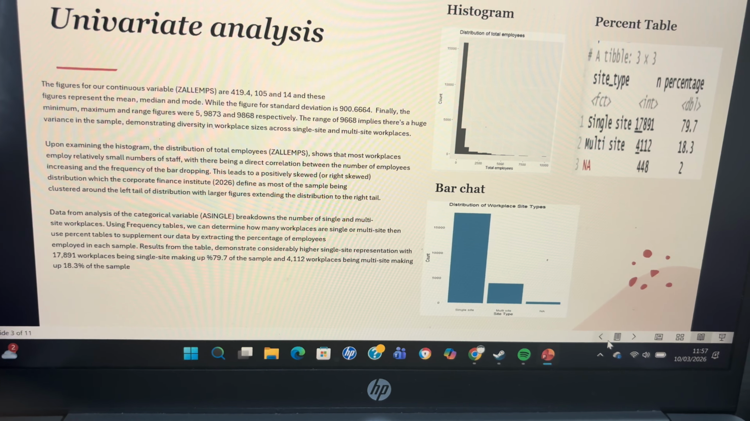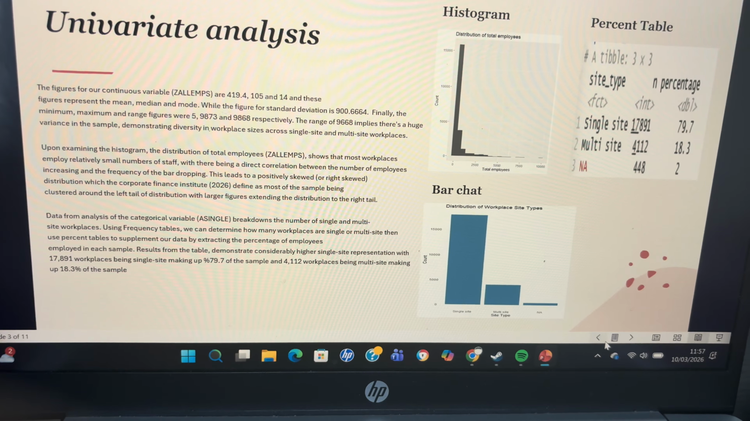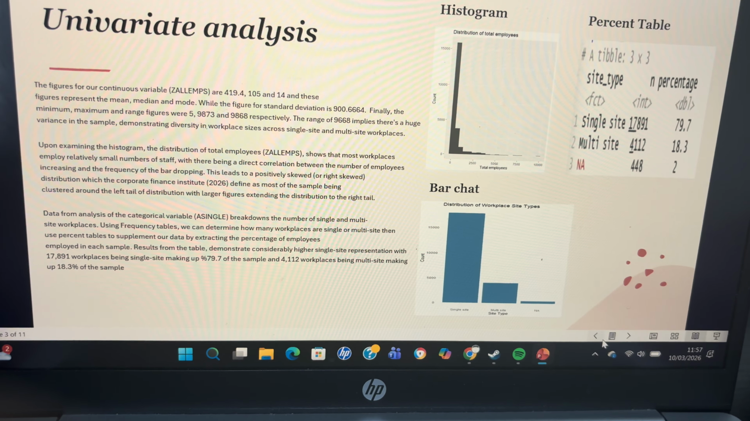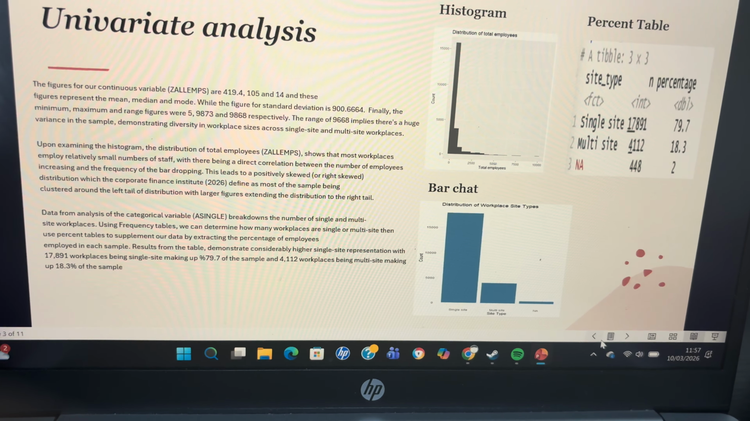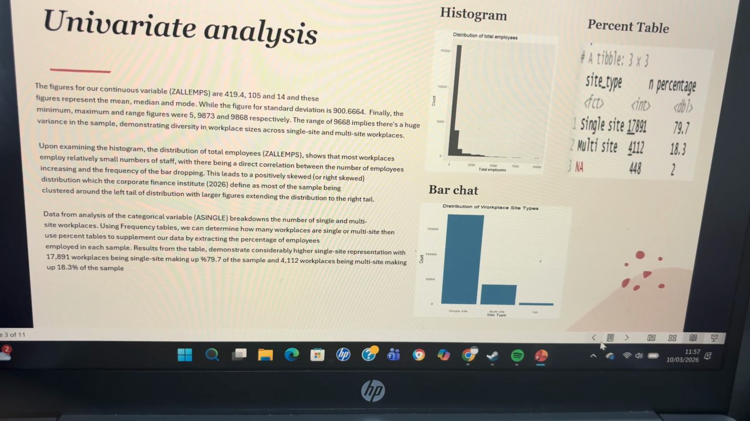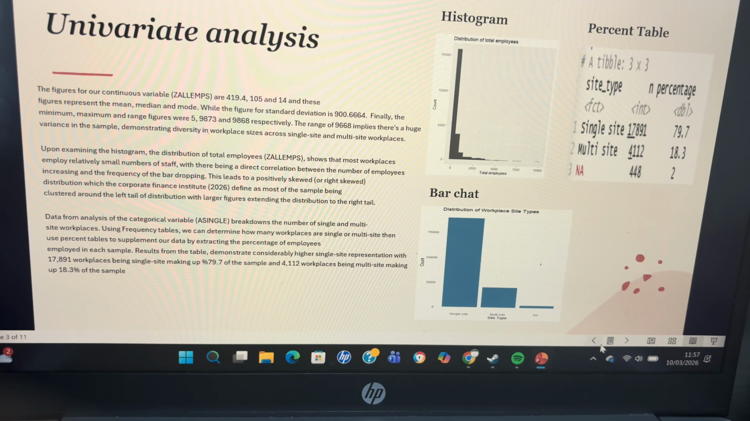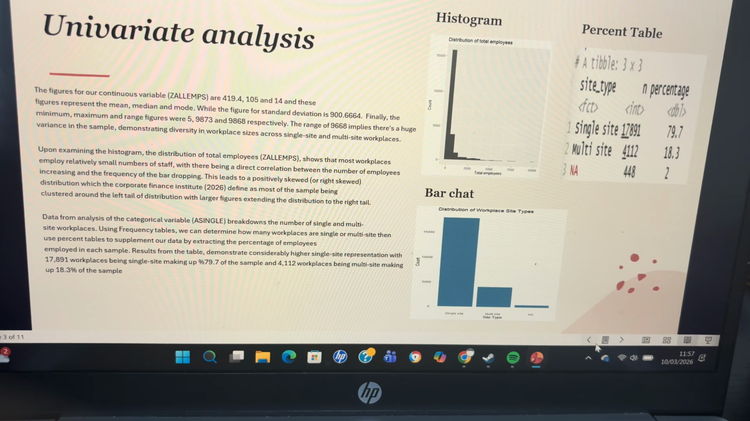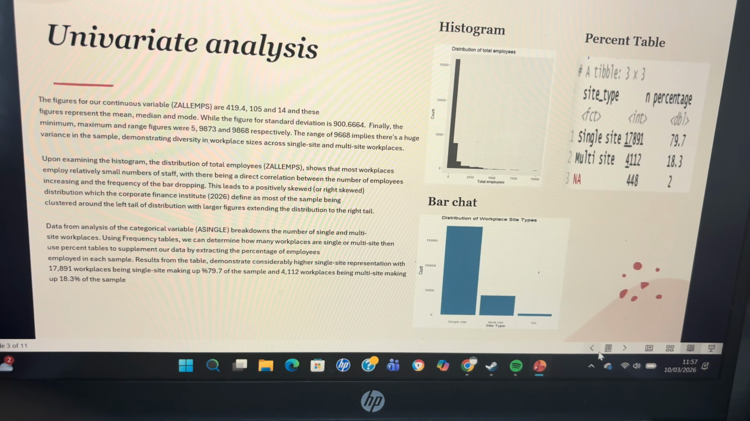Data analysis for the categorical variable breaks down the number of single-site and multi-site workplaces using frequency tables to determine how many workplaces are single-site or multi-site, then uses percent tables to supplement our data by extracting the percentages of our employees employed by each sample.